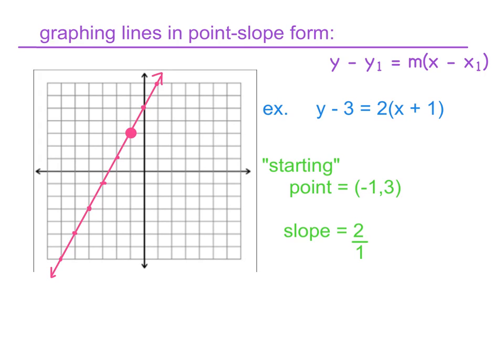So what does this look like? Here's my starting point. Okay, that's my negative 1, 3. So left 1, up 1, 2, 3. Here's my starting point, and from there, my slope's up 2 over 1, up 2 over 1, or down 2, left 1, down 2, left 1 if you prefer.